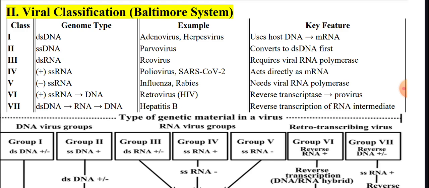They first have to synthesize a complementary strand to turn their genome into a double-stranded form. Then the host machinery can transcribe it into mRNA. Makes sense. What about the RNA viruses? Okay, now it gets more interesting.